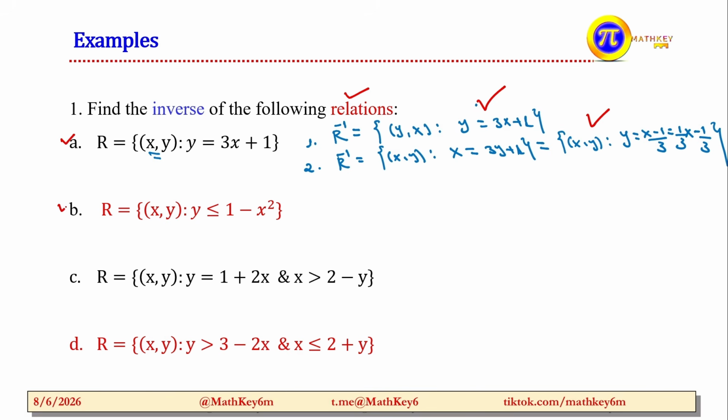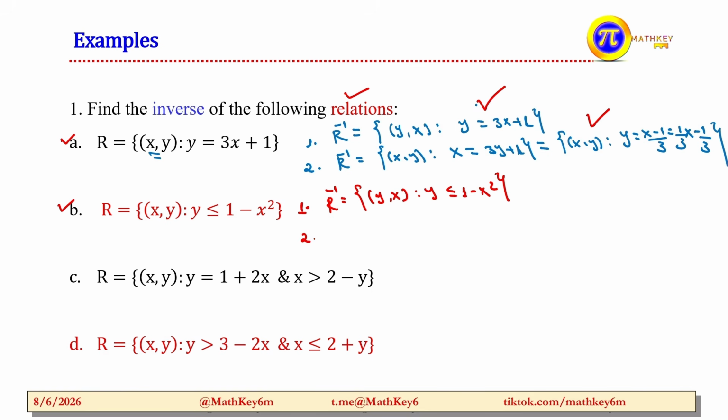The second, that is B. Our relation R equals x comma y such that y is less than or equal to 1 minus x squared. As we perform here, we obtain it in two ways. The first one, R inverse equals to interchange the order of x and y. Here we have y comma x. Then if we interchange here, we take the inequality as it is, such that y is less than or equal to 1 minus x squared. This is one option.